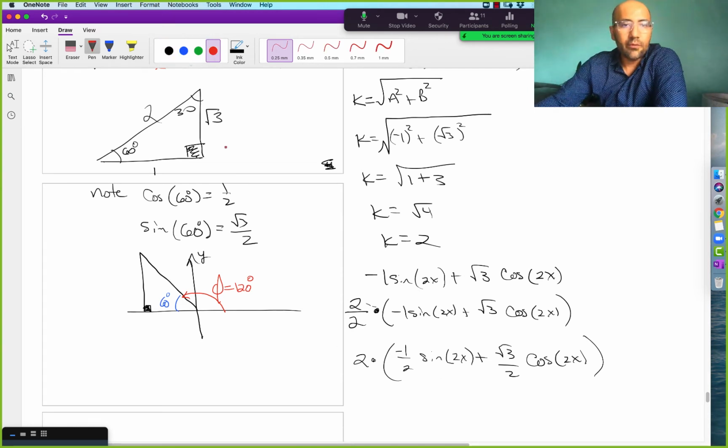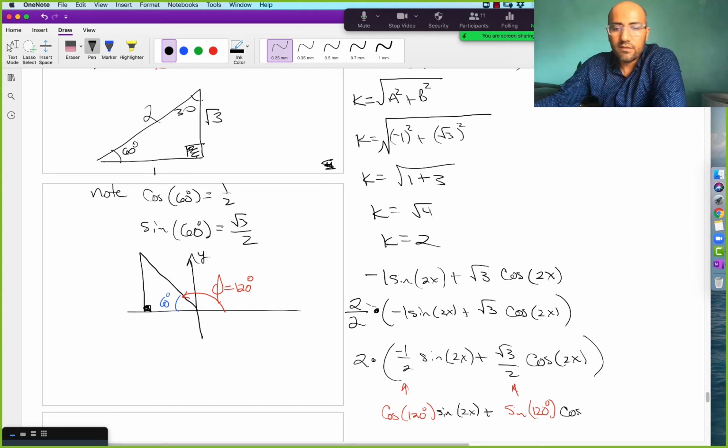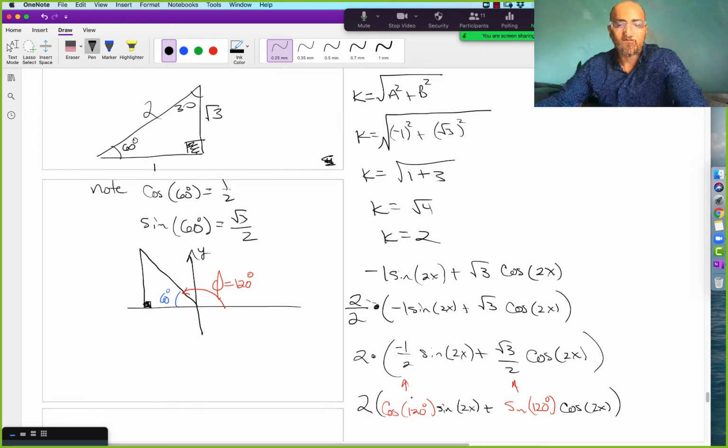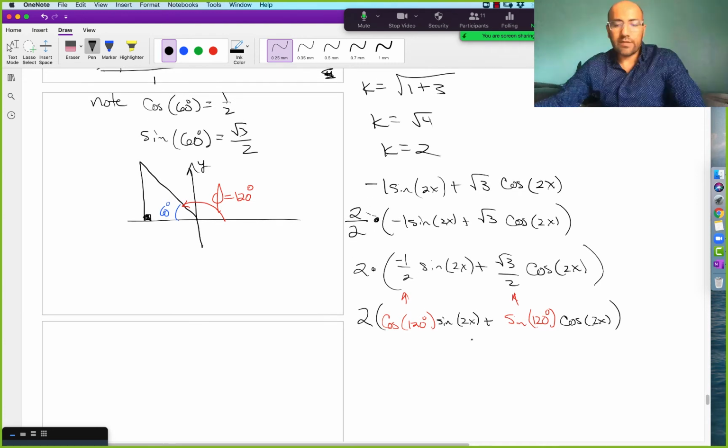And now we said, oh, look, it turns out that cosine of 120 degrees is negative 1/2. And I know that sine of 120 degrees is √3/2. The rest of it stays the same. We have sine 2x plus cosine 2x. And now the whole thing is being multiplied by this constant out here, which is a 2. Good. And now that we've rewritten in this form, now we go, oh, okay, now this happens to be this.